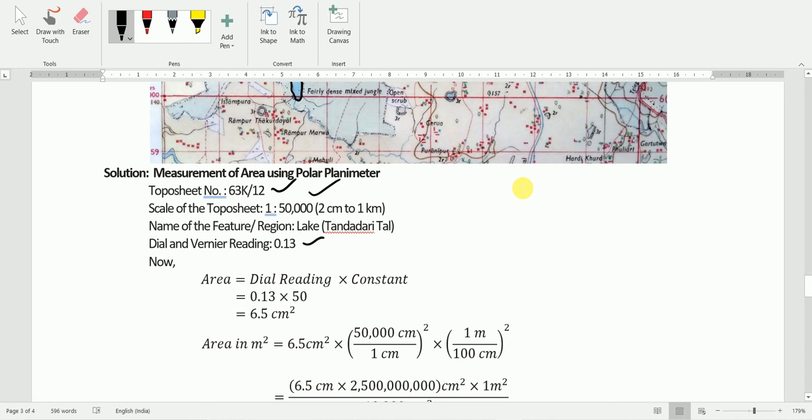And as I told you, the dial and the vernier reading is decimal 13, and using this formula, area is equal to dial reading into constant. How to find out the constant we have discussed earlier. So here the dial reading is 0.13, and the constant value we have calculated earlier is 50. According to the formula, dial reading multiplied by constant is the area on the map. So dial reading 0.13 multiplied by 50 is equal to 6.5 square centimeter. So this is the area on the map.